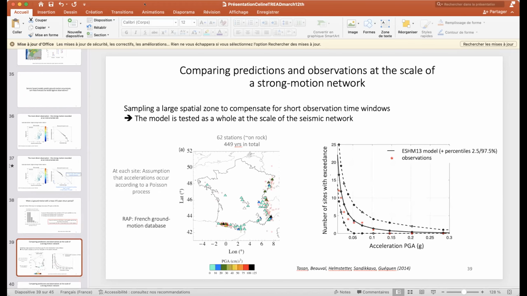So the test cannot be performed at a given site, but it can be performed at the scale of a whole network. Here, for example, at the scale of the French accelerometric network.